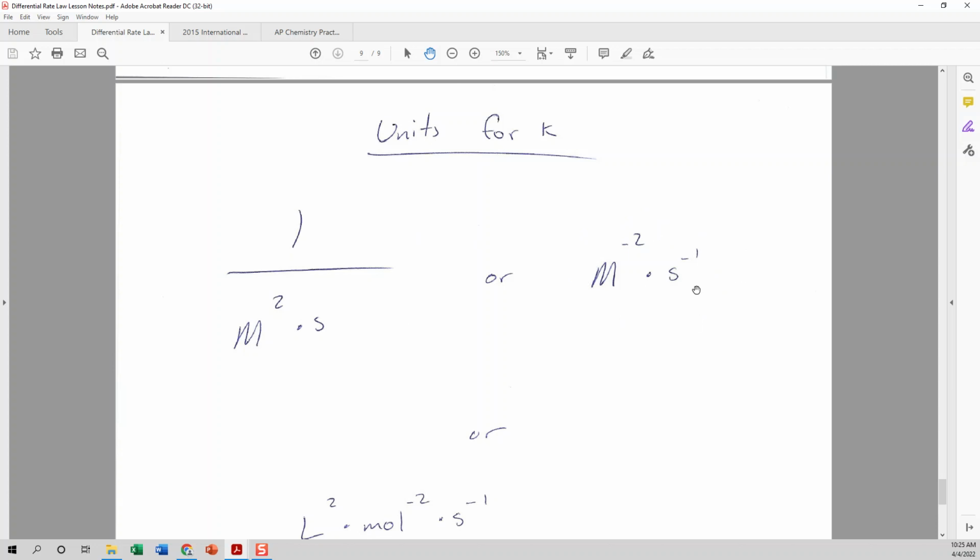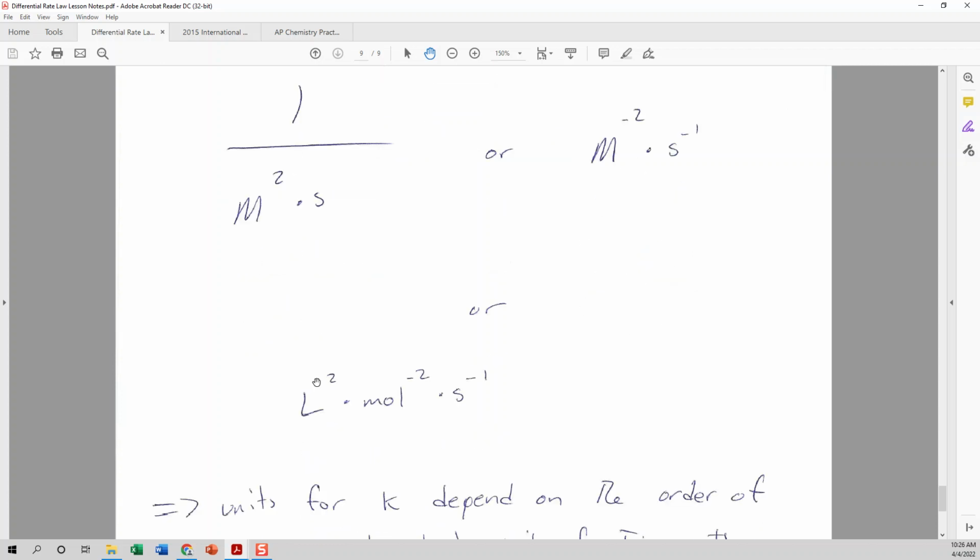Now, another way to do it is, remember, capital M means moles per liter, and the way you could write moles per liter is moles times liters to the negative 1. But now, if you do 1 over molarity, that's liters over moles. So another way to write this is liters squared times moles to the negative 2 times seconds to the negative 1. So this and this are all the same unit. It's the same thing, just expressed a little bit differently. So, watch out for that.